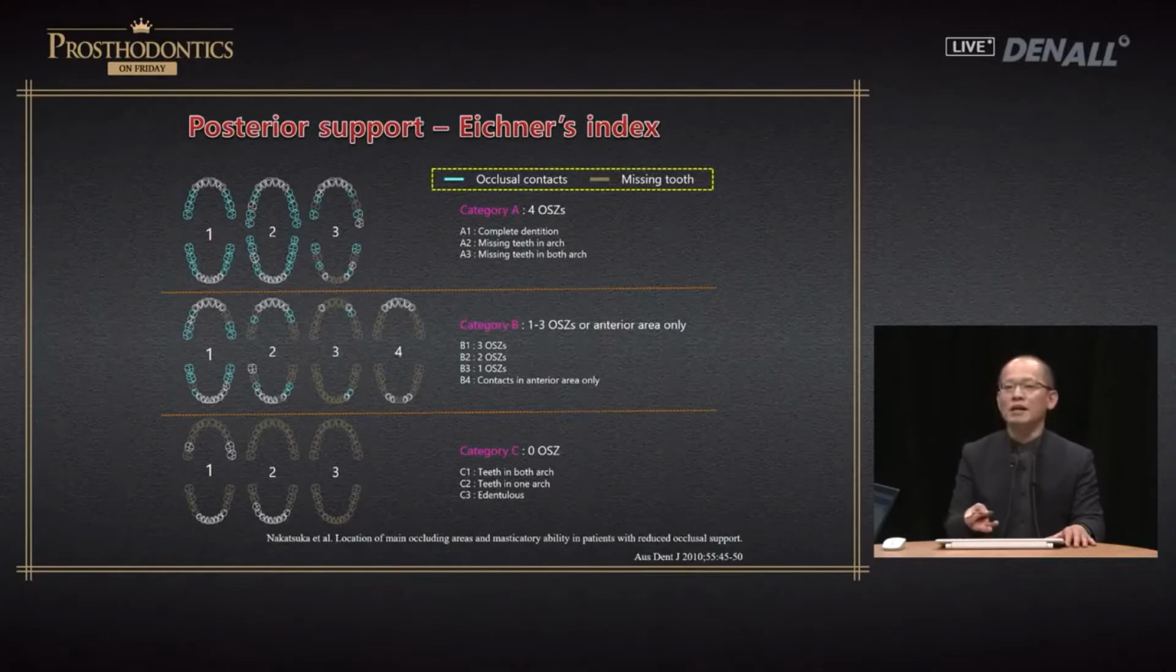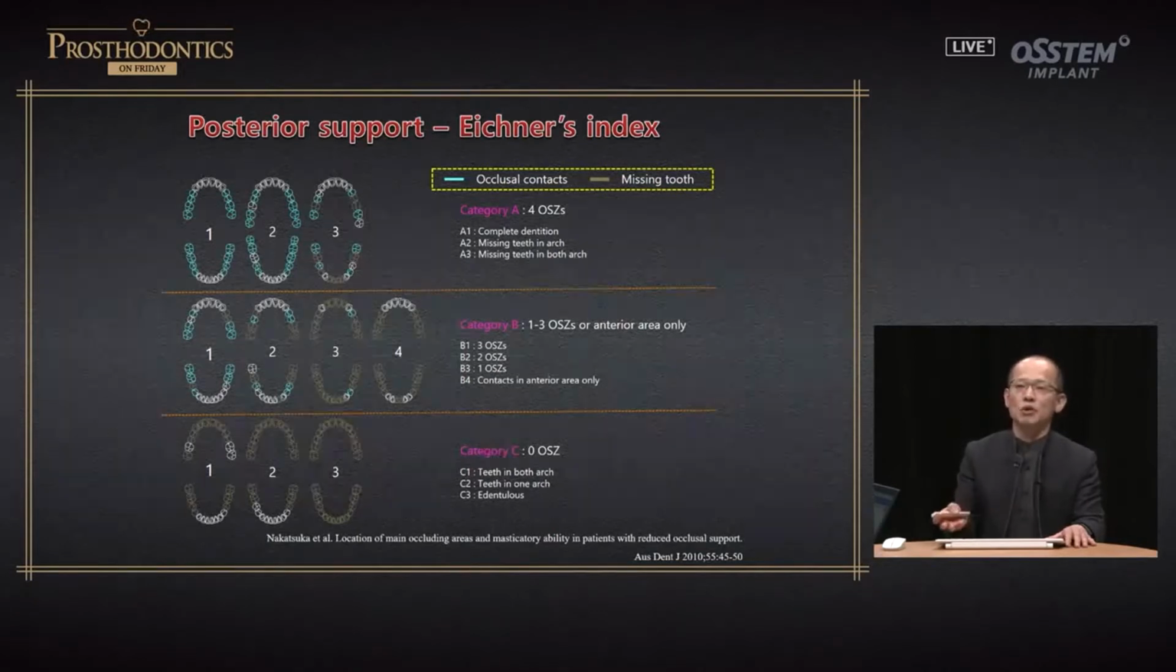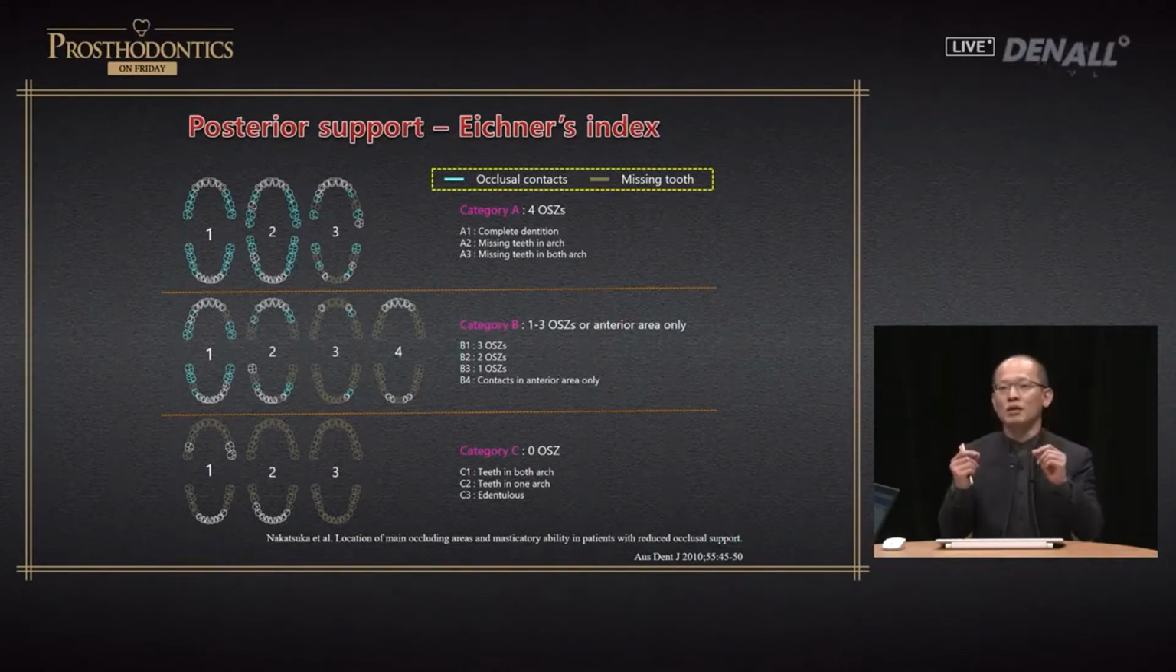So posterior support. Now you have these categories, and this is called the Eichner index. I don't know whether I'm pronouncing this correctly, but this is the posterior support index he created. So you have the occlusal contact zones, and you have 1 pair of premolars on the upper and lower sides, and the molars also in pairs on both sides. So 2 premolars and 2 molars, if you have those zones with pairs opposing, in total 4 is more favorable for any type of restoration.